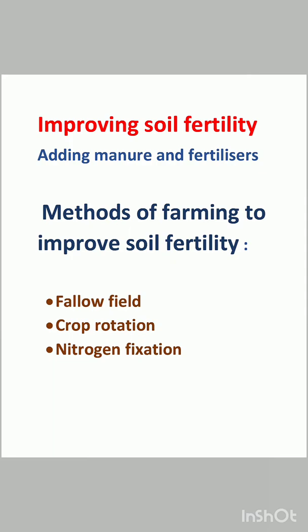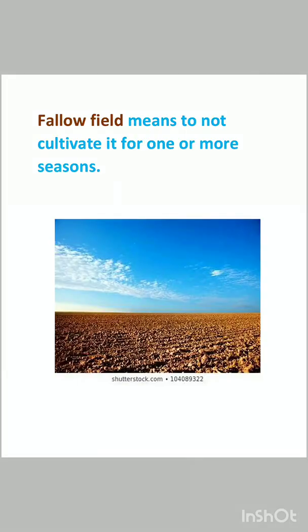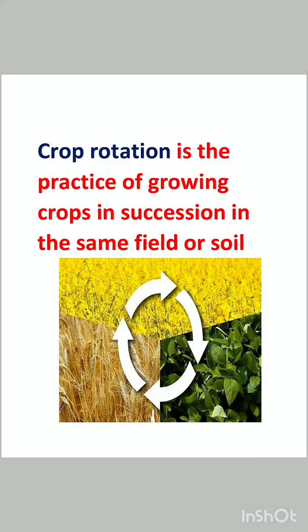Now, farmers adopt different methods of farming to improve soil fertility. These are fallow field, crop rotation, and nitrogen fixation. Fallow field means to not cultivate a piece of land for one or more seasons. This helps the soil to regain fertility by decomposition of organic matter.